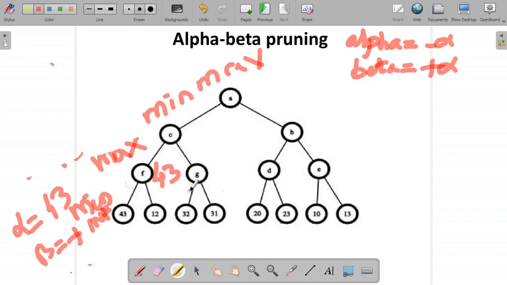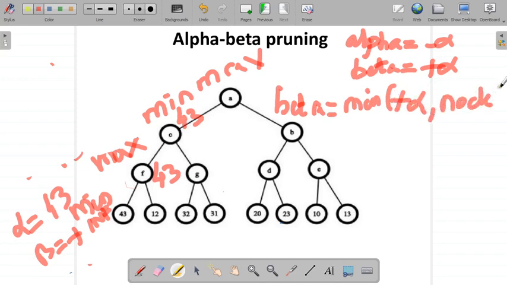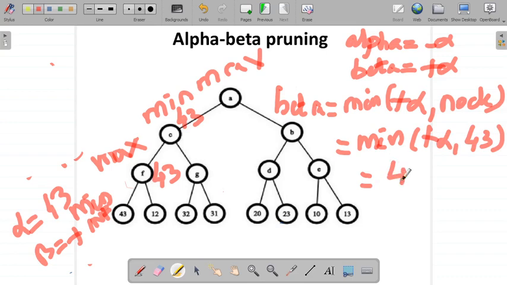Now the value 43 is passed to the node C. At minimizer level, we should find the beta value. So what is the formula for beta? Min of plus infinity comma node value. So what is the node value here? 43. So the minimum value is 43.